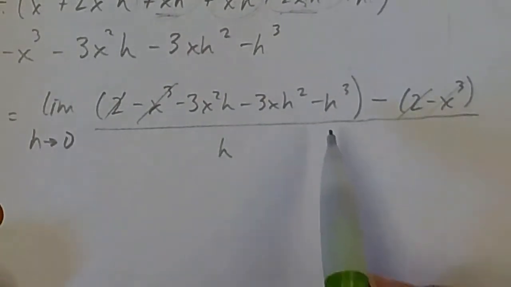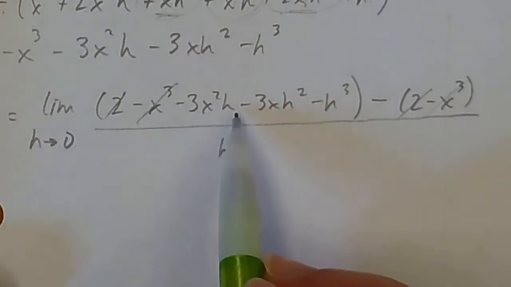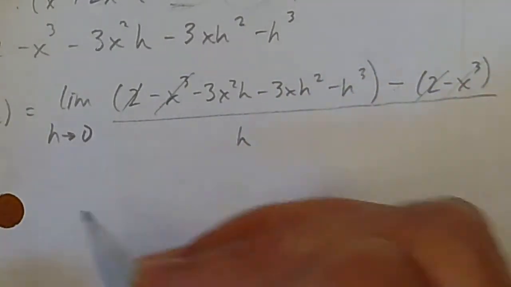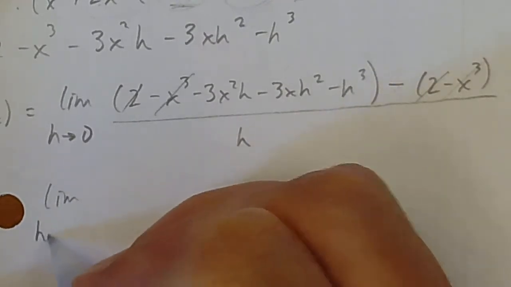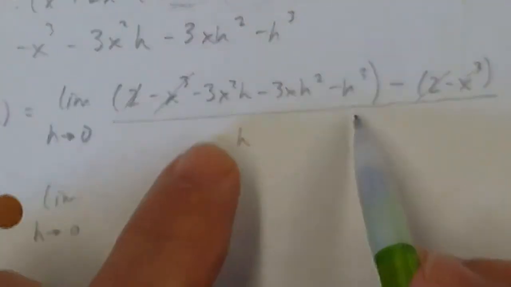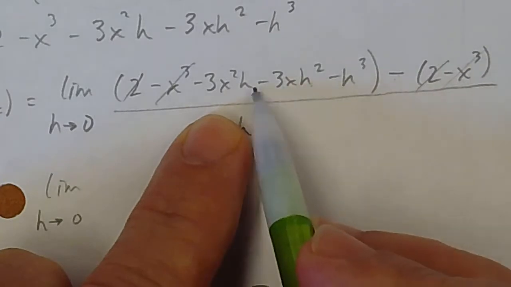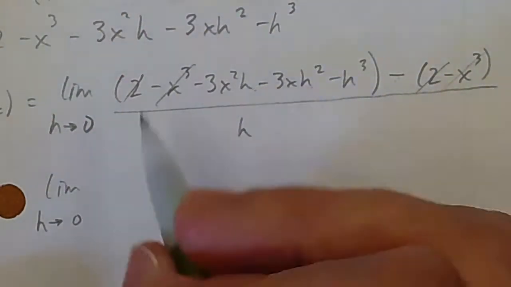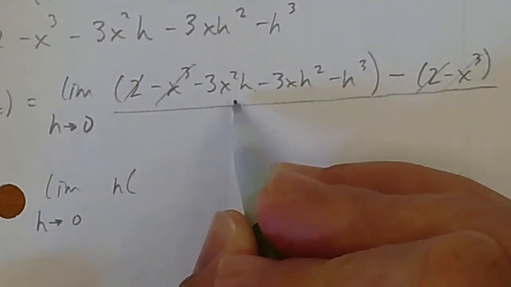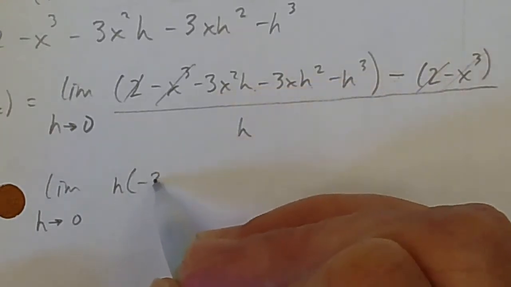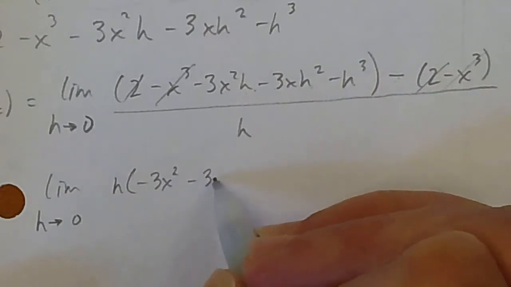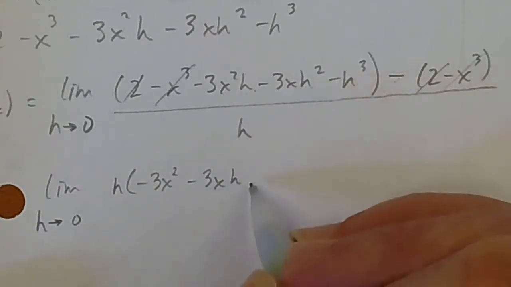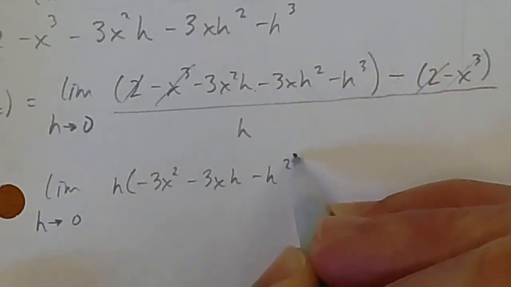Okay. Now I do notice that all of these have at least an h in common, so I'm going to try to do 2 steps in one because we're running out of space here. So the limit as h approaches 0, I'm going to take out this h right now. Okay, so GCF style, I'm going to put the h out front, and I'm left with negative 3x squared minus 3xh minus h squared.